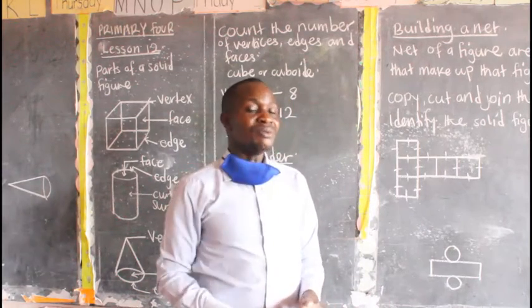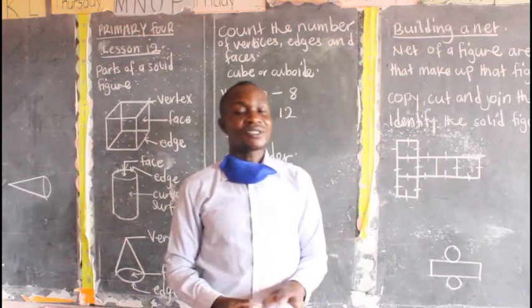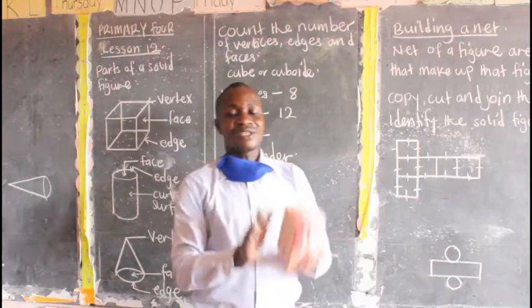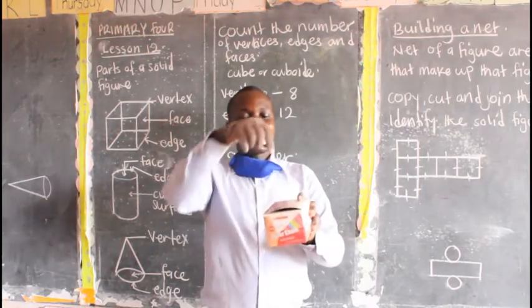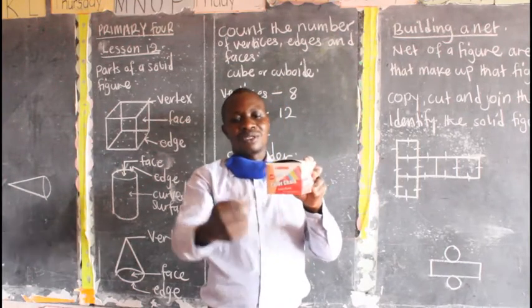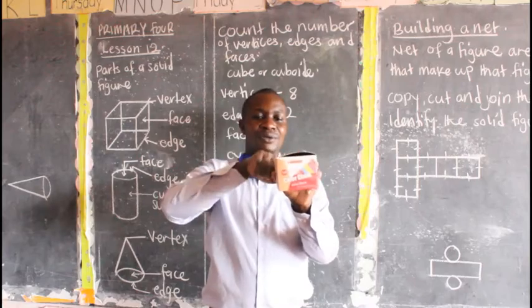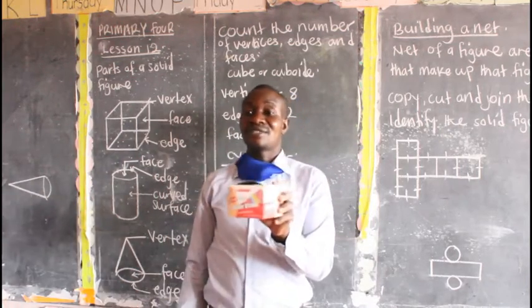Now we are coming to faces. Faces are sides. We are just going to count the number of sides on this box. Let's begin with the top one. This is it. 1, 2, 3, 4, 5, 6. So there are 6 faces.